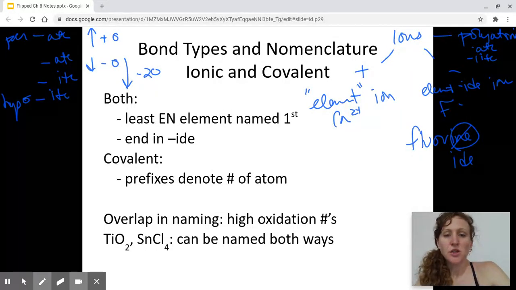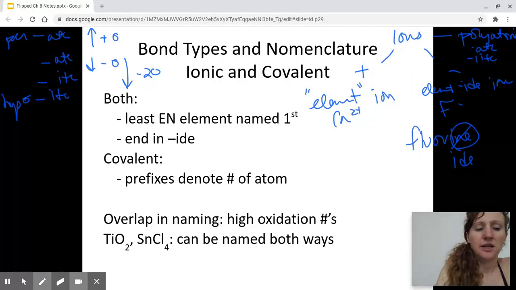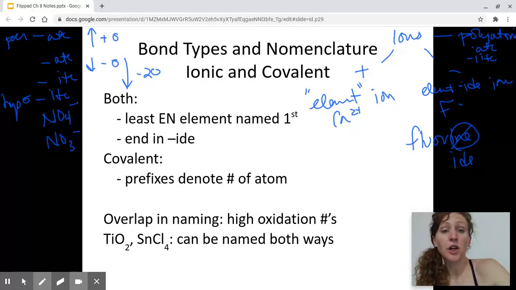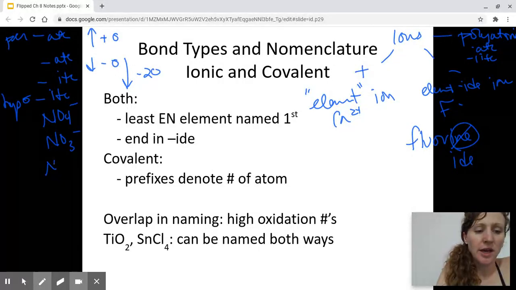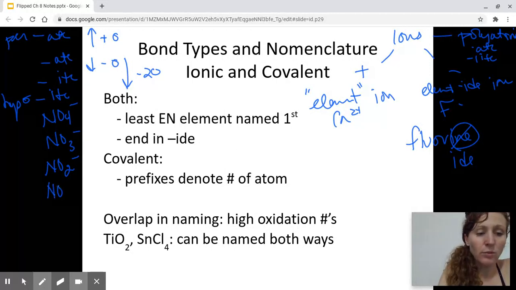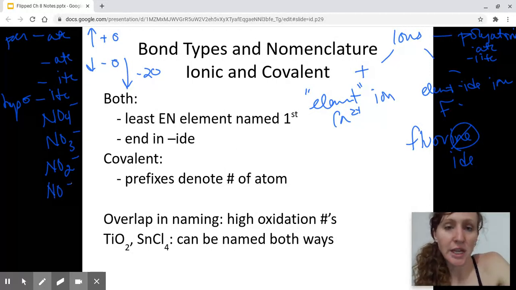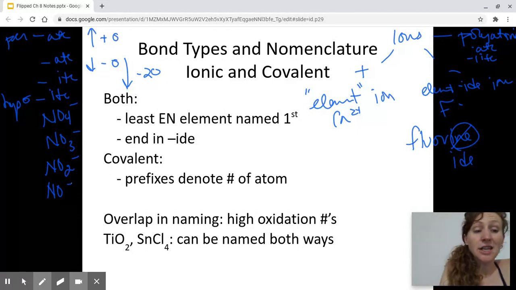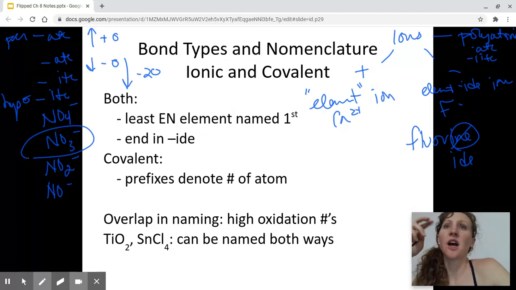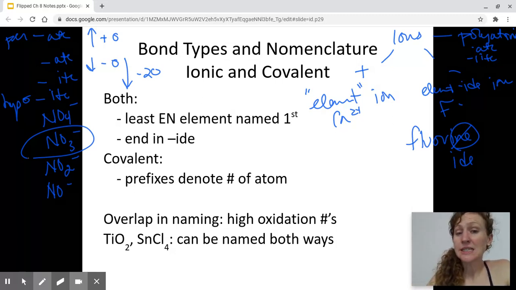So like we can look at nitrate, for example. Nitrate is NO3-. If we add an oxygen, NO4-, that would be the pernitrate. If we take an oxygen away, NO2-, that would be nitrite. If we take two oxygens away, NO-, that's going to be the hyponitrite ion. So it all hinges on the -ate form. You really have to know those -ate forms. So if you just skip everything else and just memorize the -ate forms, that's usually the way to go.